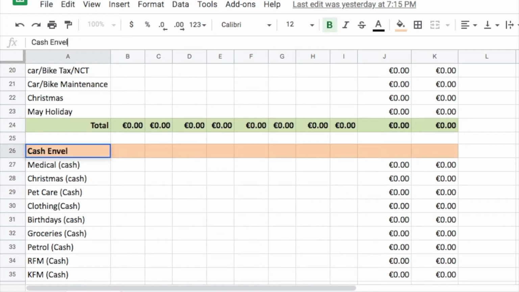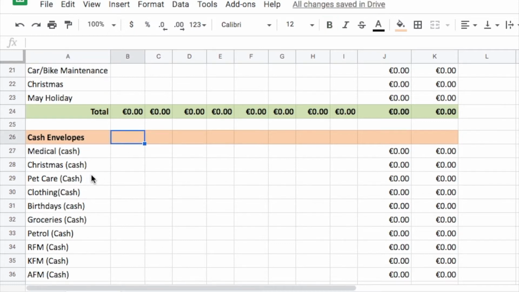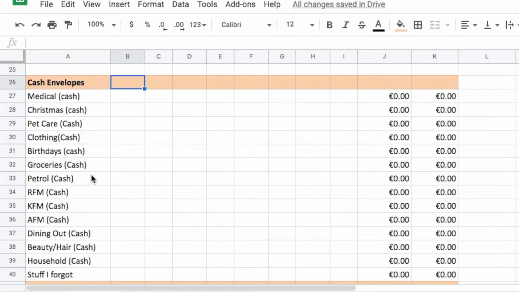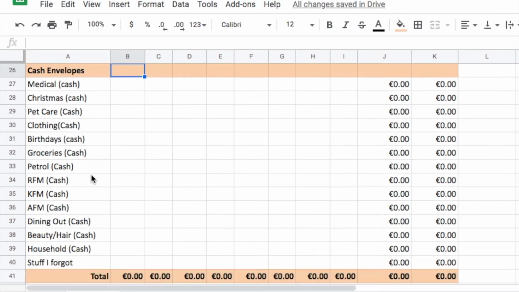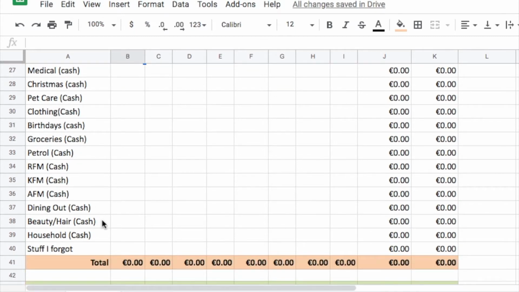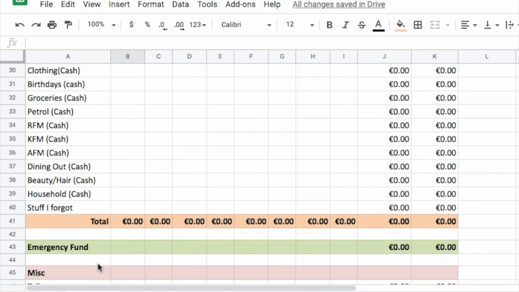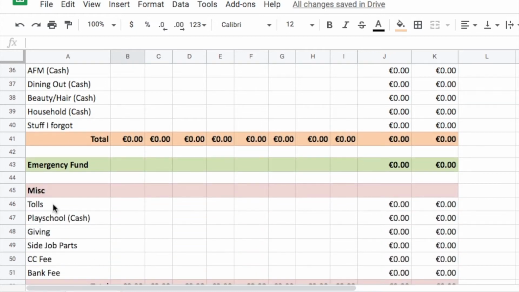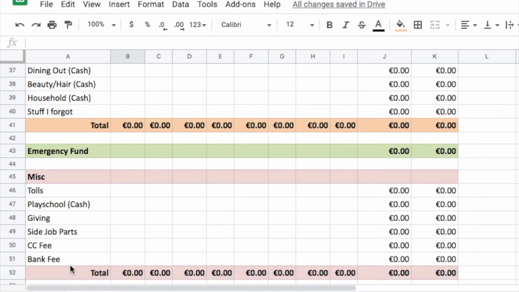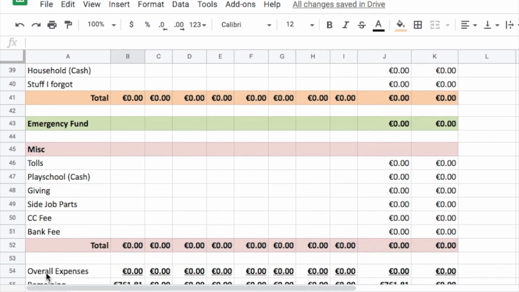So in our cash envelopes, we have medical, Christmas, pet care, clothing, birthdays, groceries, petrol, Robert's phone money, my phone money, Ava's phone money, dining out, hair and beauty, household, and then just stuff I forgot to budget, so that's like unbudgeted. We have a row for our emergency fund, and then we have miscellaneous: tolls, Ava's play skill, giving, side jobs, credit cards, fees, bank fees, and then down here you can see overall expenses and then remaining to budget out.